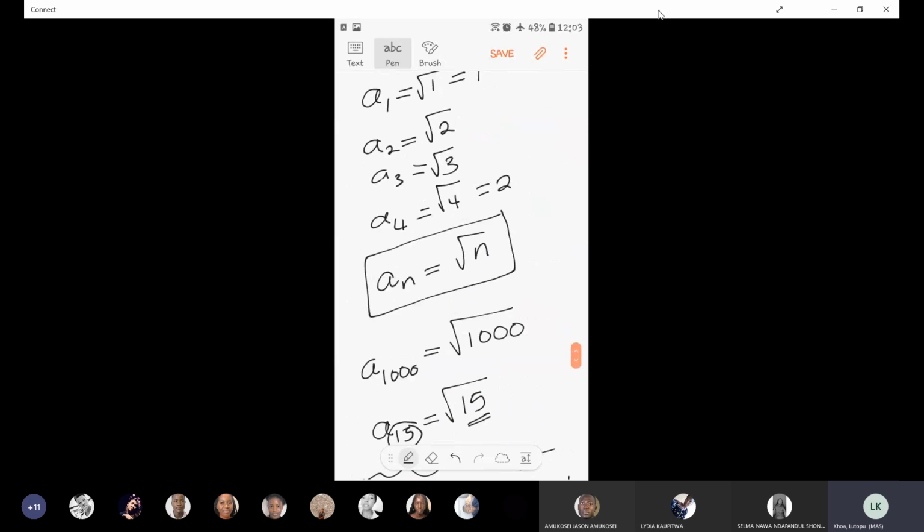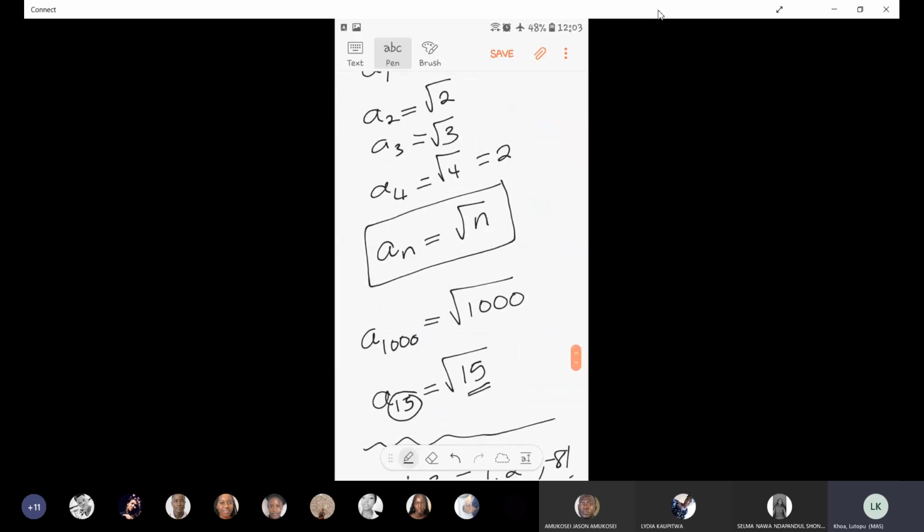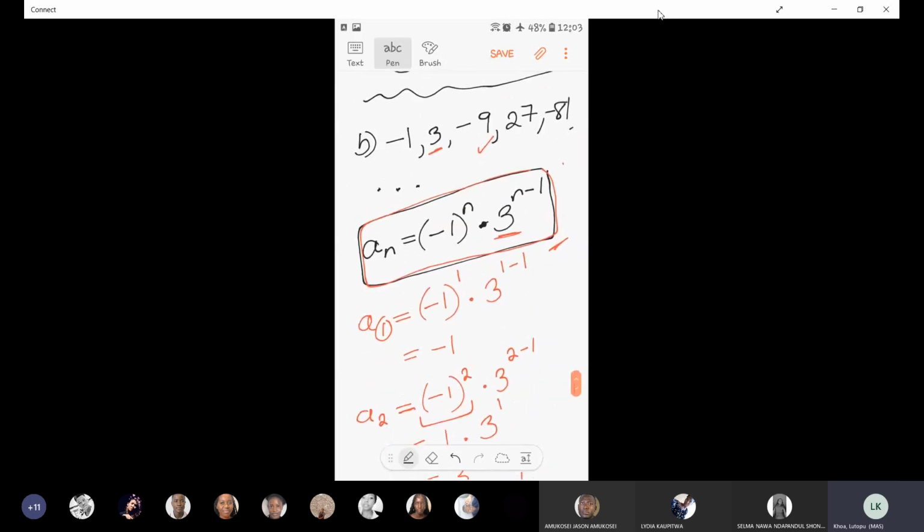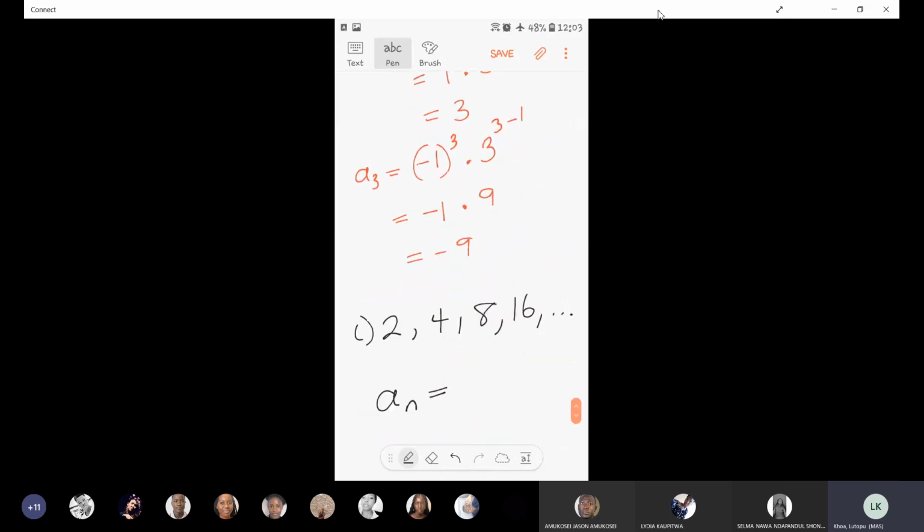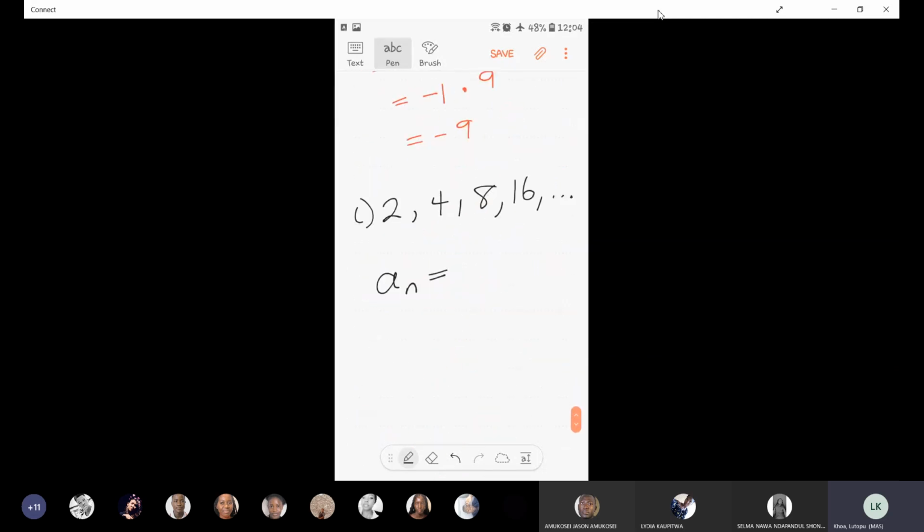So look at the previous ones that we did. The first one was square root of n. The second one was a little bit tricky, but we see that it works. Now what about this one? Can somebody guess how we could write this in terms of n? He says we should have 2n. Let's see if it works.